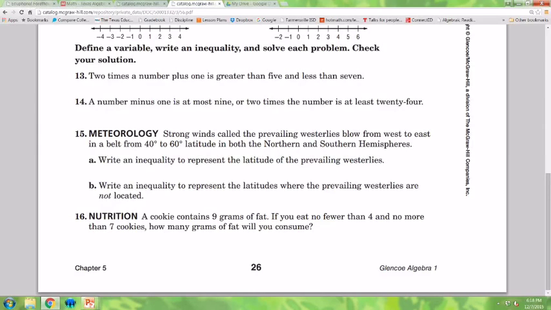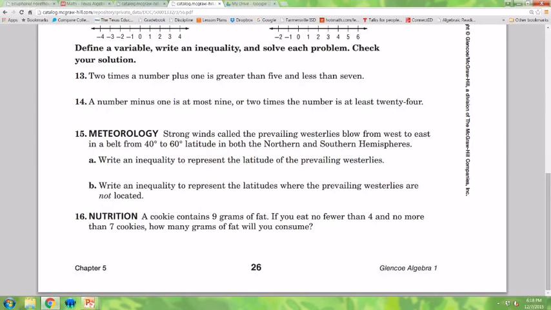Okay, so number 15 says that strong winds called the prevailing westerlies blow from west to east in a belt of 40 degrees to 60 degrees latitude in both the northern and southern hemispheres. They want us to write an inequality that represents the latitude of the prevailing westerlies. So they're saying that these westerlies exist between 40 and 60 degrees.